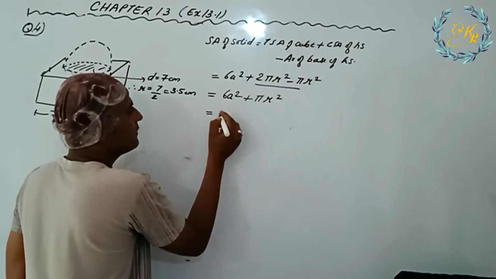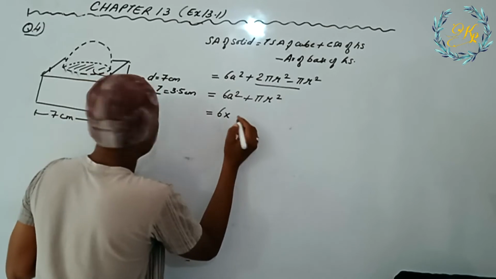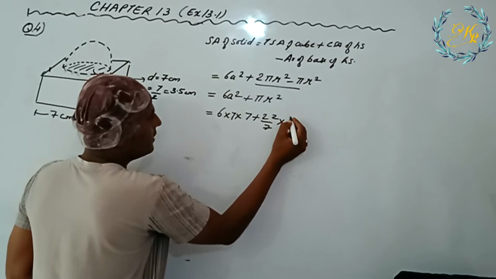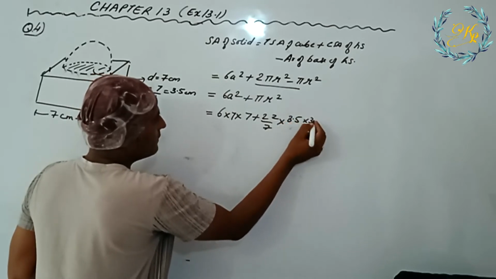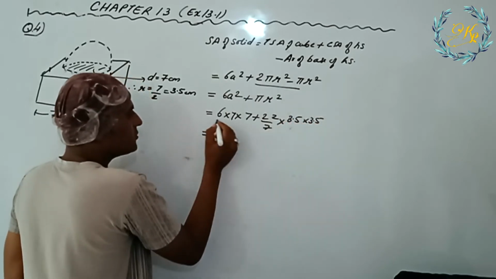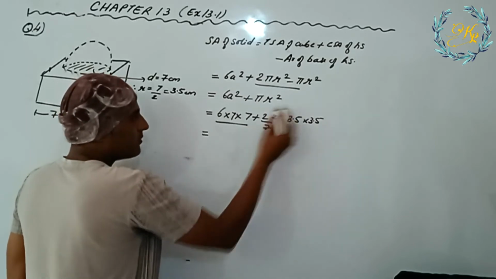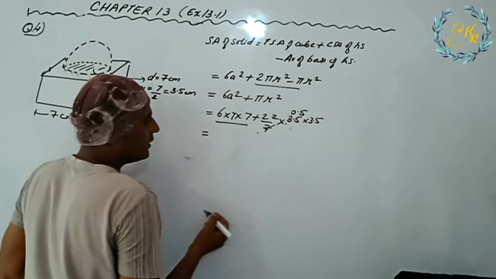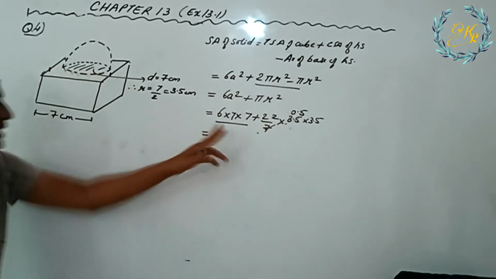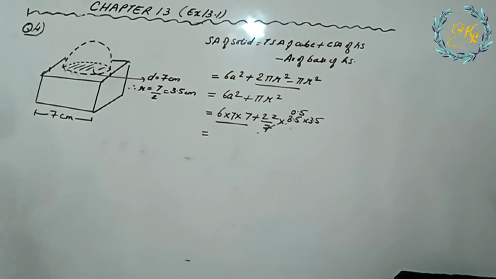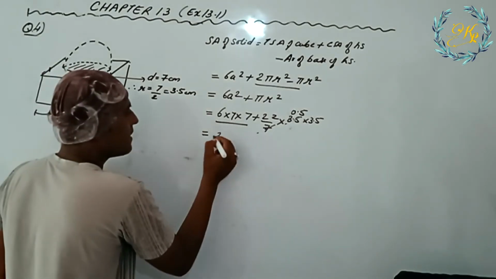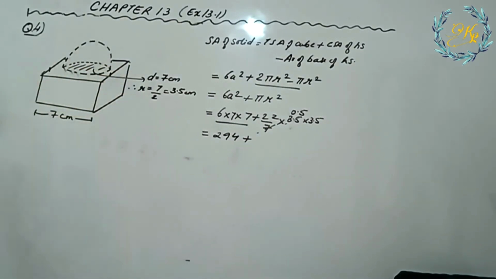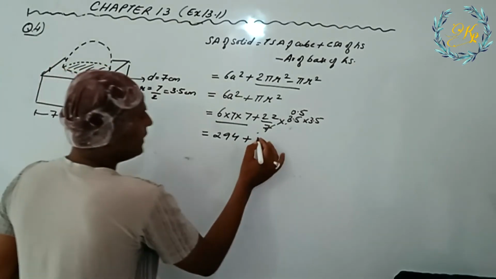Replacing the alphabets with the values, 6 into side of cube is 7 into 7 plus 22 upon 7 into radius is 3.5. First multiply these three values, then solve these three. You can cancel this 7 and 3.5, you get 0.5. Multiply these values and these values, and first you get the answer as 294 on multiplication, and when you solve those values you get the answer as 38.5.